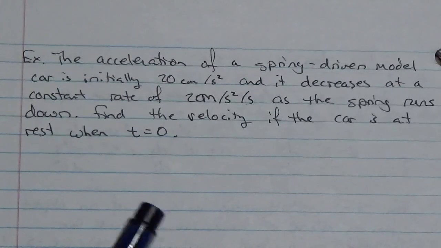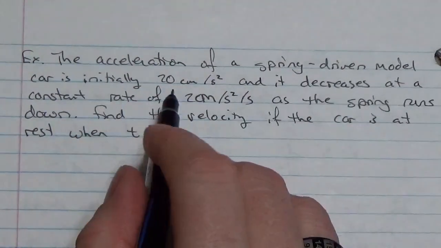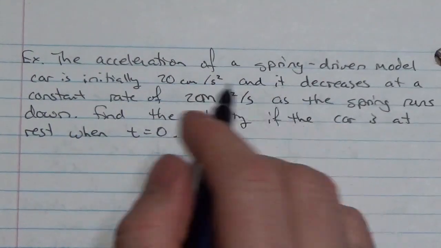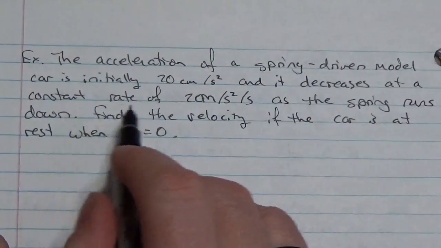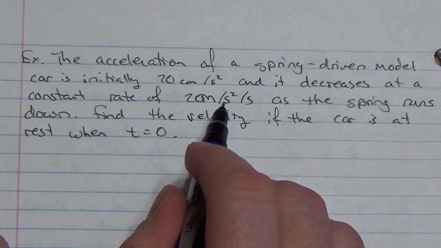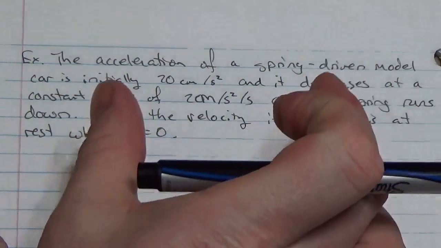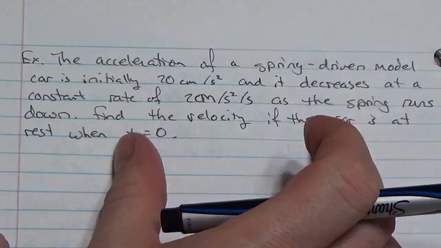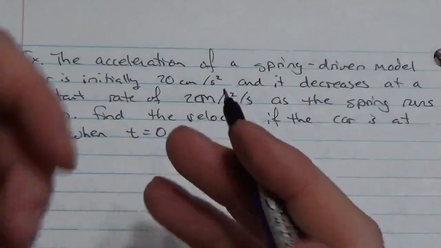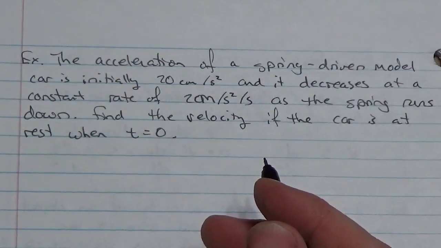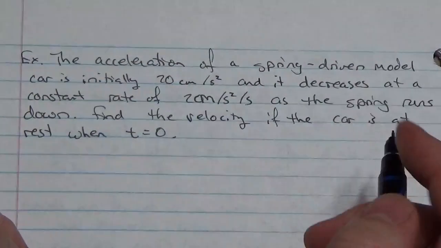Okay, so in this question, we read that the acceleration of a spring-driven model car is initially 20 centimeters per second squared. And it decreases, now this is interesting, at a constant rate of 2 centimeters per second squared per second. So what we're giving you right here is the rate of change of acceleration. Now for those of you that maybe don't know that, when you talk about the derivative of acceleration, it's actually called jerk. So we're giving you the jerk of the system here.